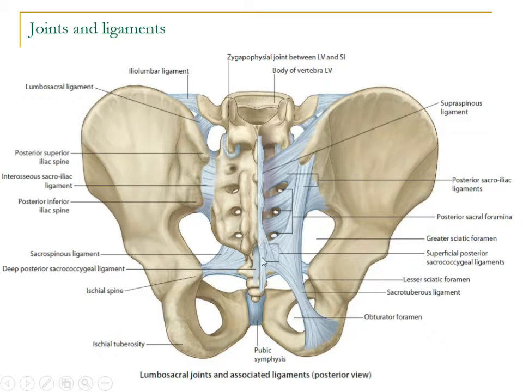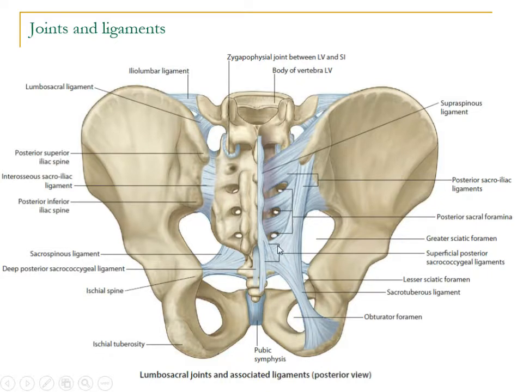The posterior sacrococcygeal ligament is in the form of two layers, the superficial layer and the deep layer of the sacrococcygeal ligament. The anterior sacrococcygeal ligament is in the form of a single layer, but the posterior sacrococcygeal ligament varies and is present in the form of two layers, superficial and deep. And we can see over here, this is the sacrotuberous ligament running from the posterior side of the sacrum to the ischial tuberosity, leaving the gap for the posterior sacral foramina.